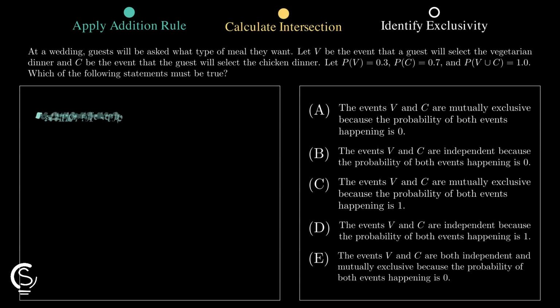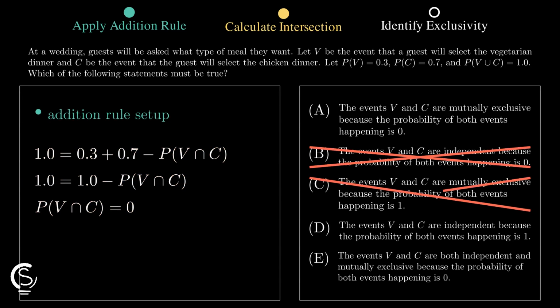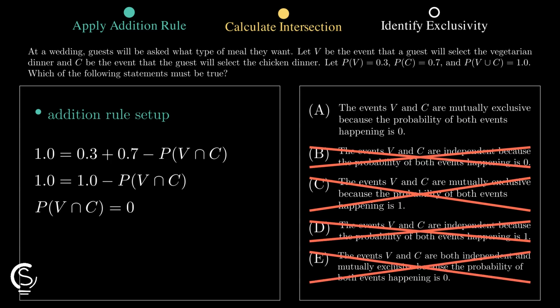Substitute the given values into the equation. Since the union is 1 and the sum of individual probabilities is 1, the intersection must be 0. You got this. Keep going.